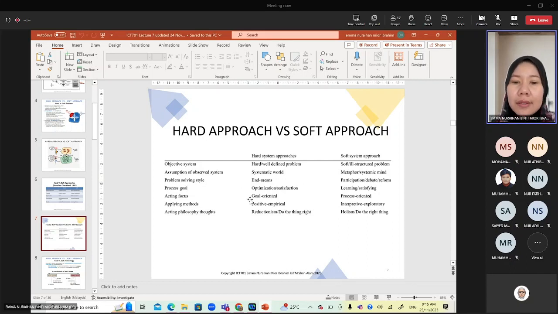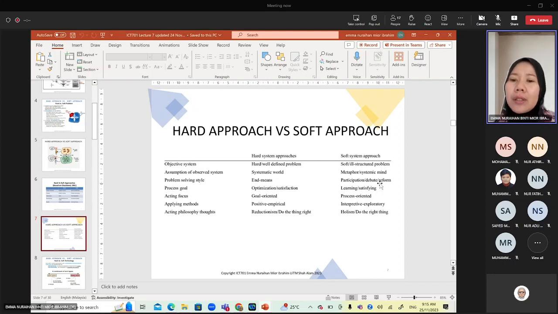Problem solving style, okay, which means at the end of the day you achieve the goal, okay, kalau hard system ni sebab you boleh senang measure performance testing, usability testing, regression, you buat sistem tu kan. Tapi soft system ni in terms of participation, berapa orang undi nak ceasefire? Ramai juga yang tak undi.